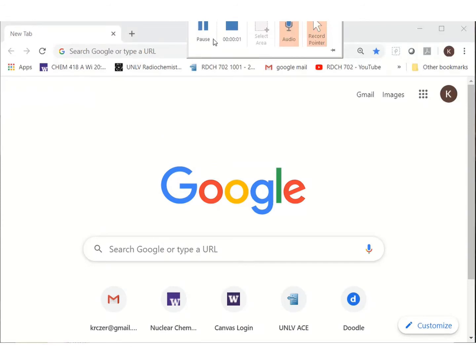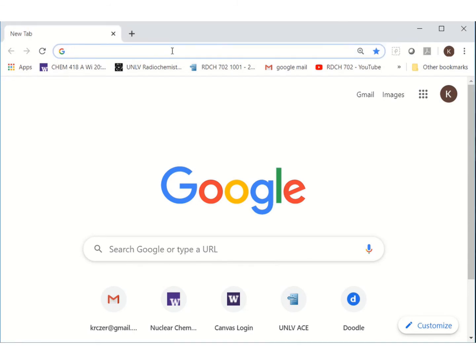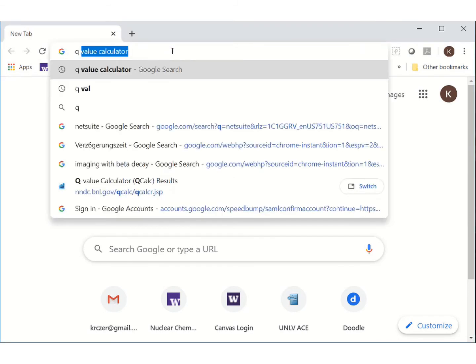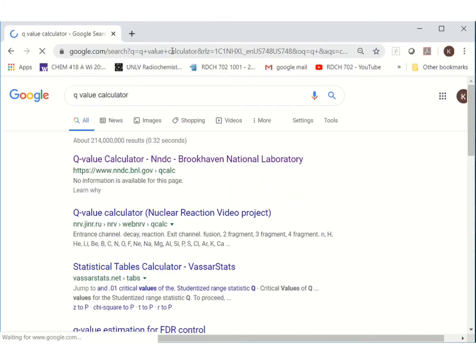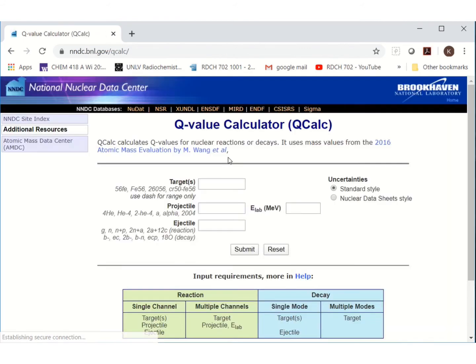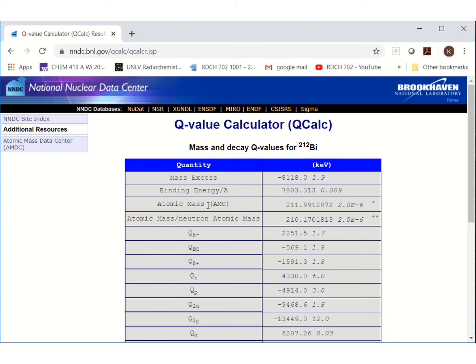As I've mentioned in this lecture, there are Q value calculators, and let's explore some of them right now. If you just go to Google and write in Q value calculator, there are two that show up. One is from Brookhaven, one is from Russia. Let's go to the Brookhaven one first. We click on that, and I can put in my target. Let's look at bismuth-212.